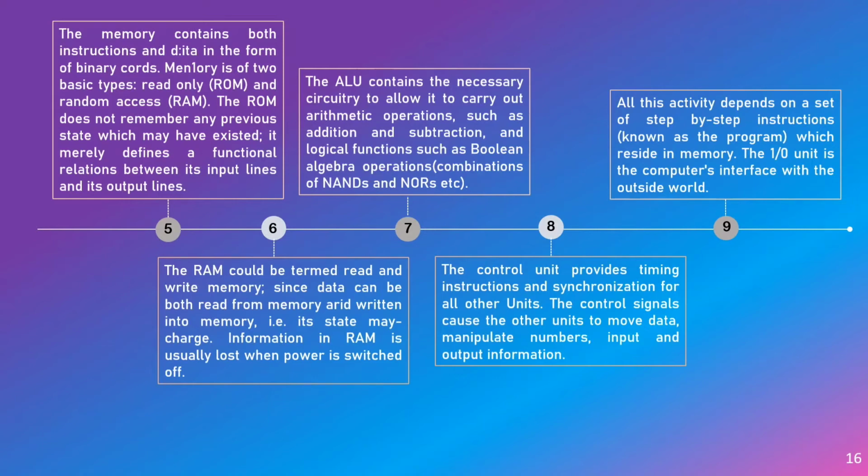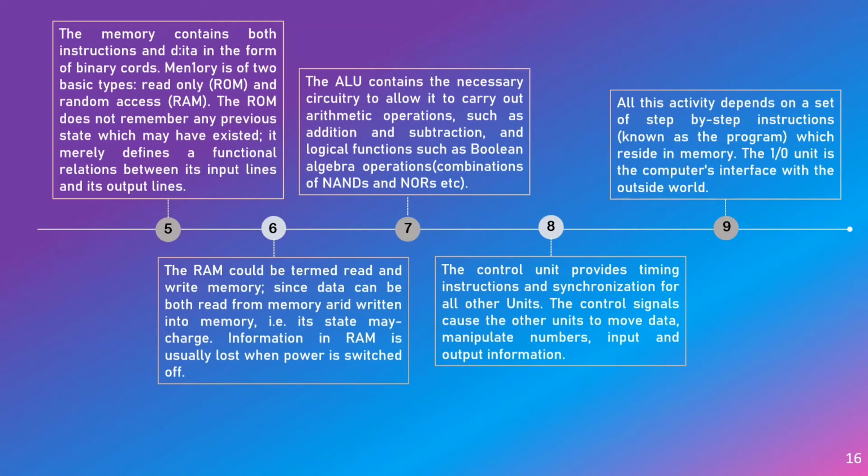The ROM does not remember any previous state which may have existed. It merely defines a functional relation between its input lines and its output lines. The RAM could be termed read and write memory. Since data can be both read from memory and written into memory, that is, its state may change, information in RAM is usually lost when power is switched off.